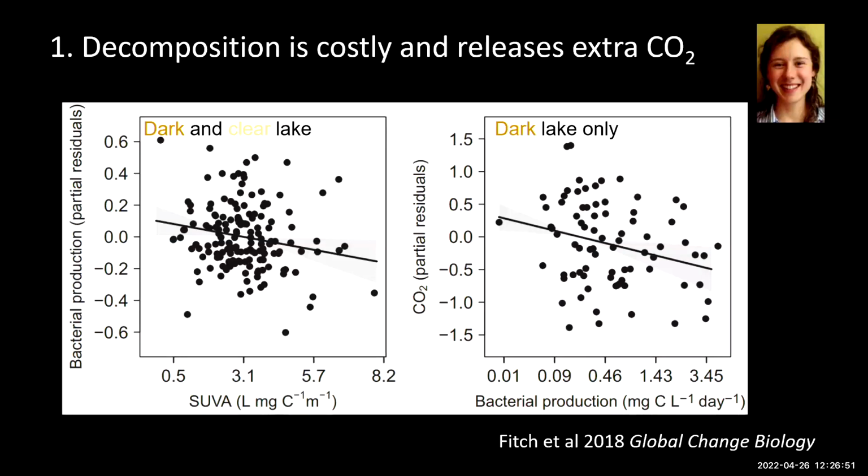So in the dark lake only, what we found was that bacteria respired more carbon in those high SUVA conditions where they were also less productive. And we think that this difference arose because there were fewer low molecular weight compounds, such as from photooxidation, in the dark lake. So bacteria had to produce those costly enzymes to access carbon, which caused them to incur this metabolic cost.